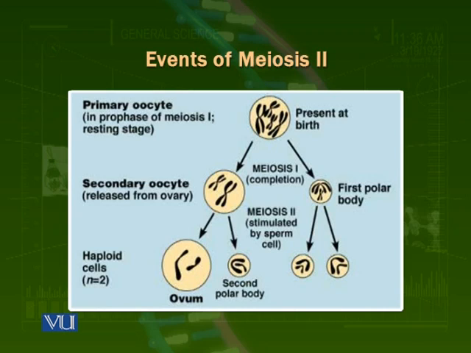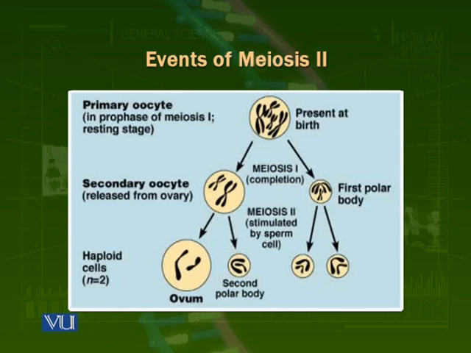In the next division, in Meiosis II, the polar body again divides, but it divides into equal size cells. But the secondary oocyte, the other cell, which is larger in size, is again divided by Meiosis II, but this division is again an unequal division. The result is a very large ovum and a second polar body.